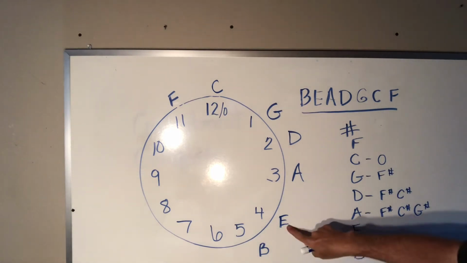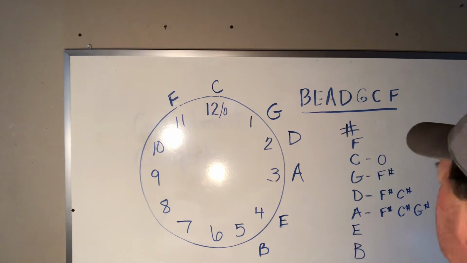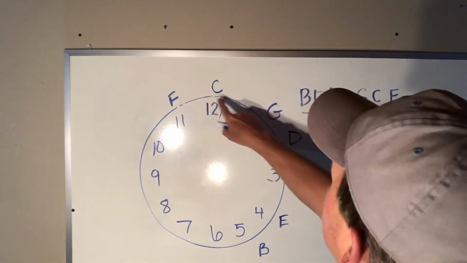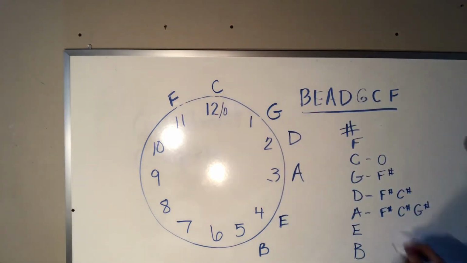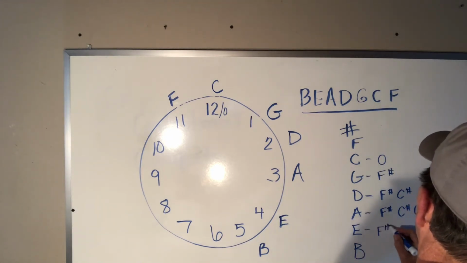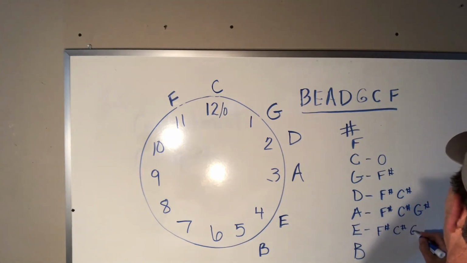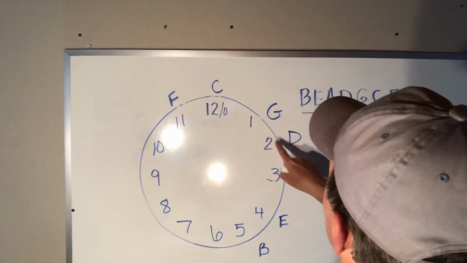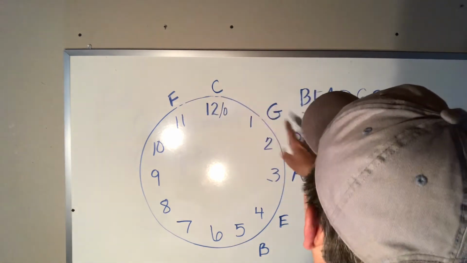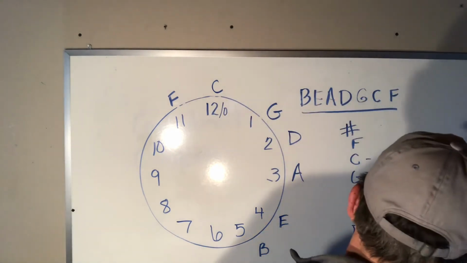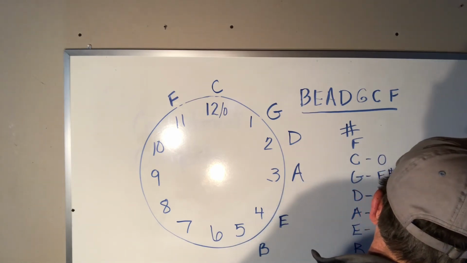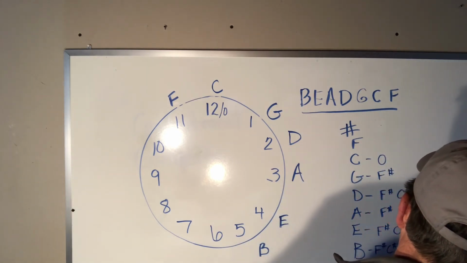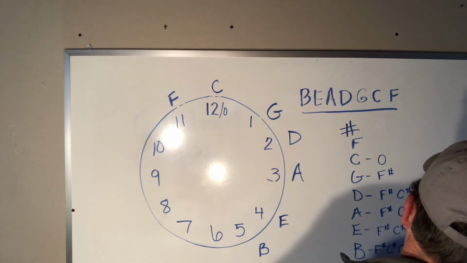The key of E has 4 sharps, and that's F, C, G, and D. That would be an F sharp, C sharp, G sharp, and a D sharp. And the key of B has 5 sharps, so it's going to be F, C, G, D, and A. 1, 2, 3, 4, and 5. So it has 5 sharps: F, C, G, D, and A.